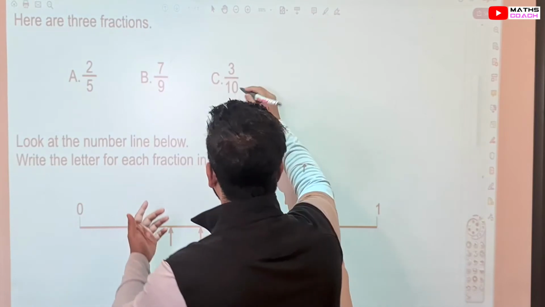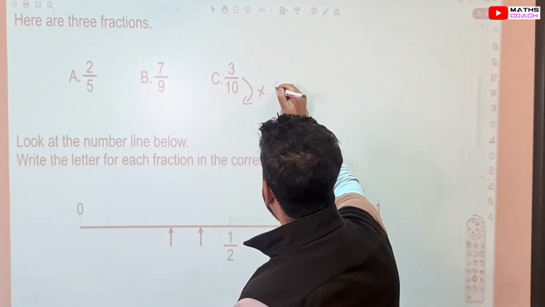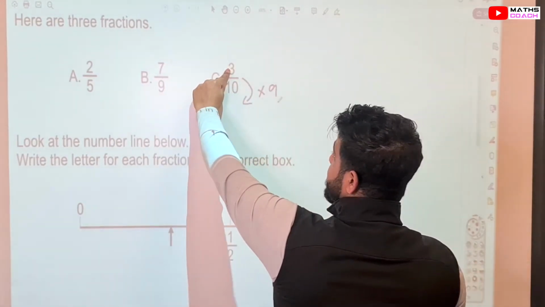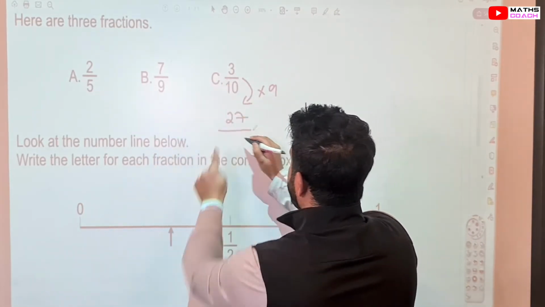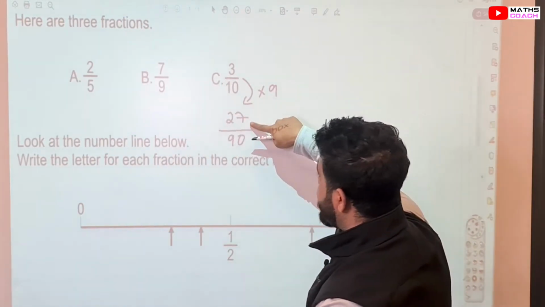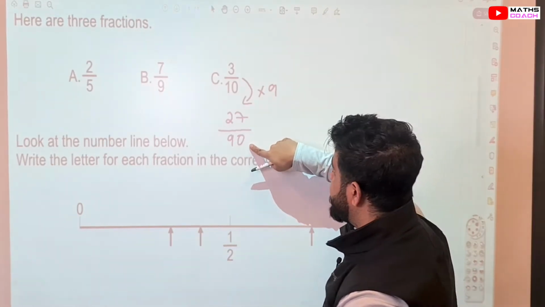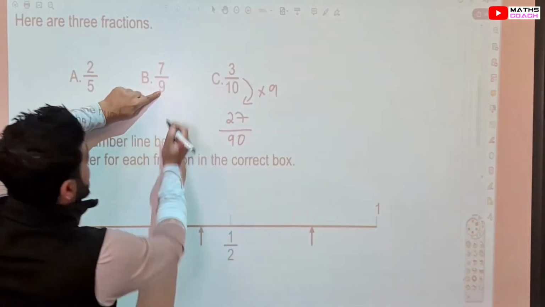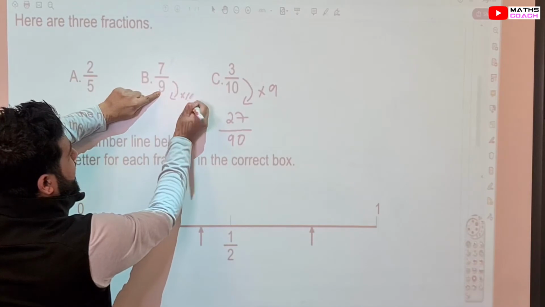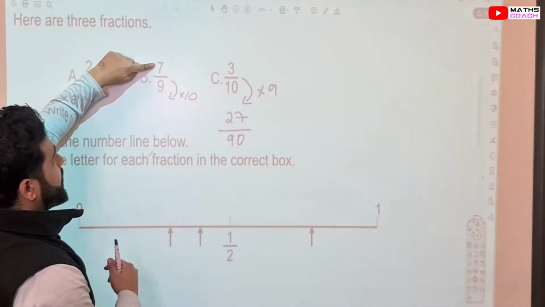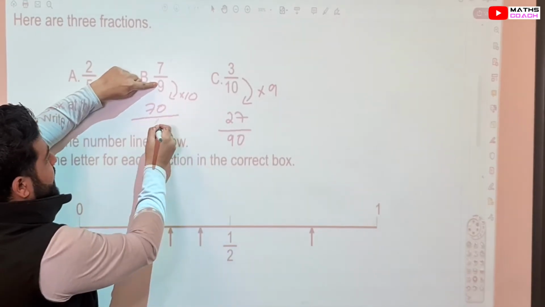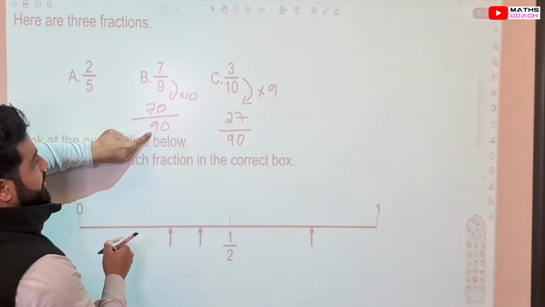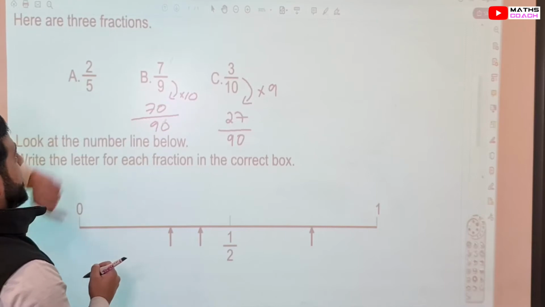So how do we make 90? We can multiply this by 9 to give 90. So 3 times 9 gives us 27, and 10 times 9 is 90. So this fraction is 27/90. For 7/9, what do we need to make 90? We multiply by 10. Hopefully you can see this. So 7 times 10 gives us 70, and 9 times 10 is 90. So 70/90 is this fraction here.